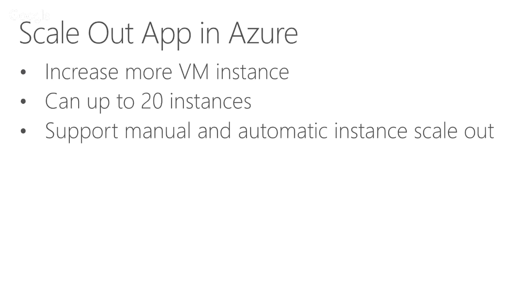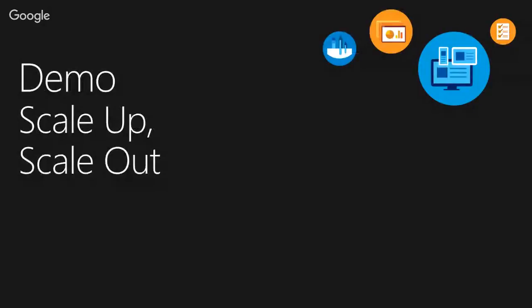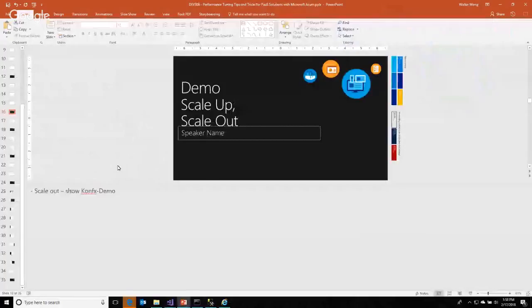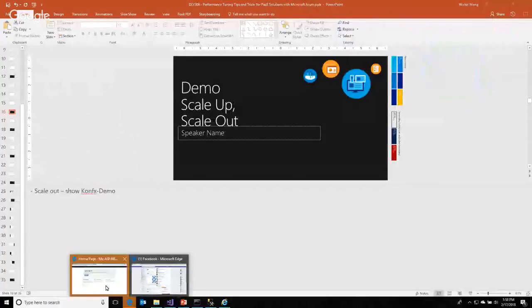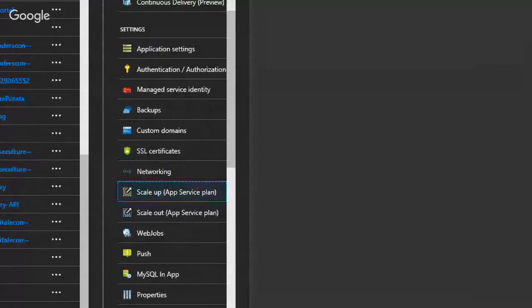In terms of scale out, there are 2 ways. You can either do it manually or automatically. If you do it automatically, you need to set a threshold. Let me explain in the Azure portal how I can do a scale up and scale out. As you can see from here, just now what I did is a scale up, and I'll show you the scale out in a short while.